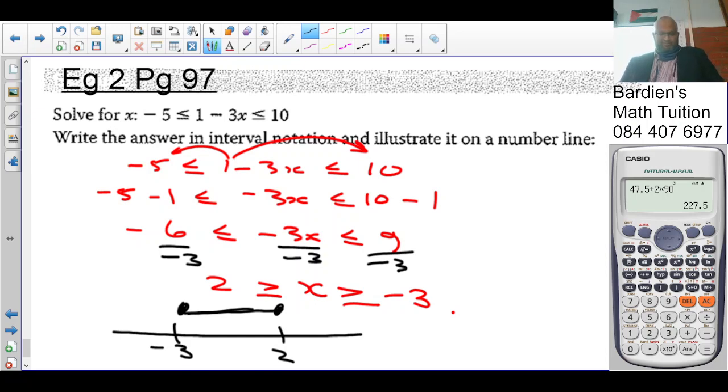For homework, you do for me exercise 4.12. You do for me the odd numbers. Exercise 1.12 on page 98. You do for me the odd numbers.